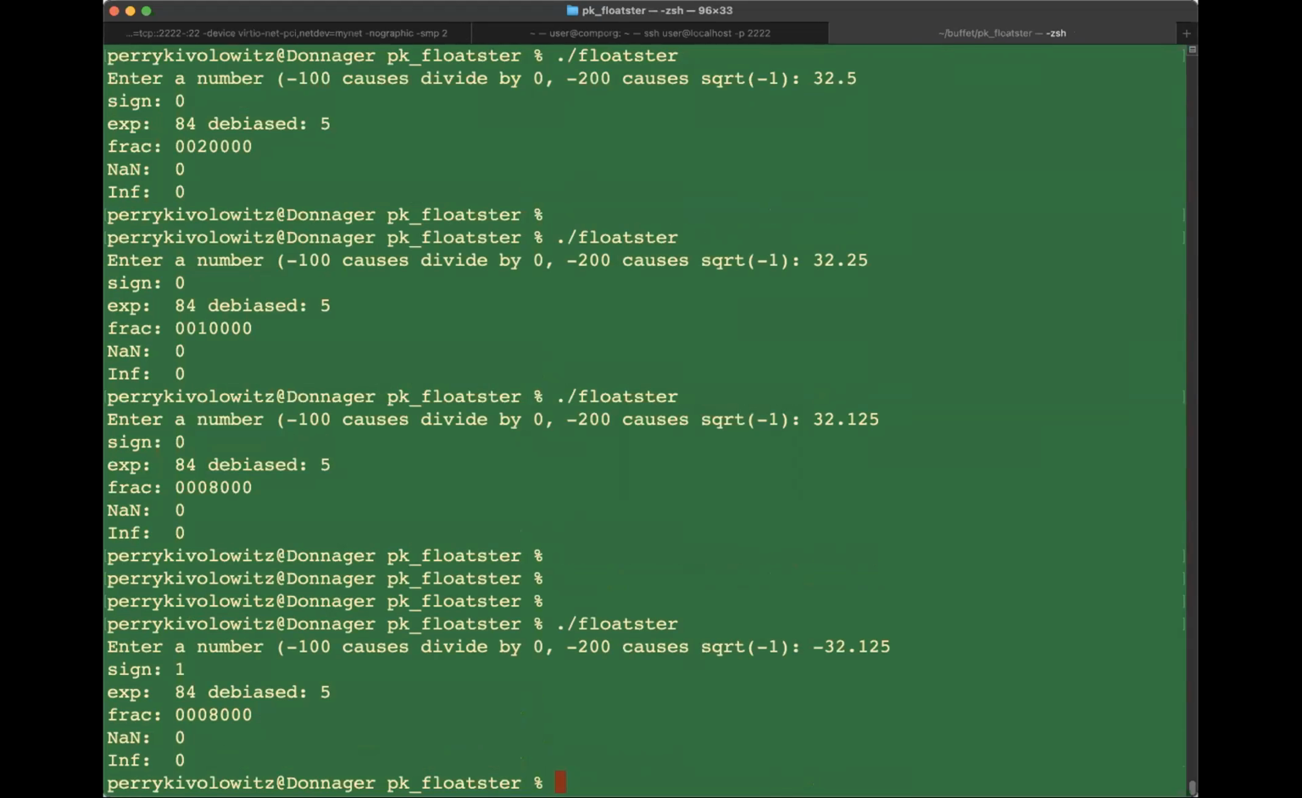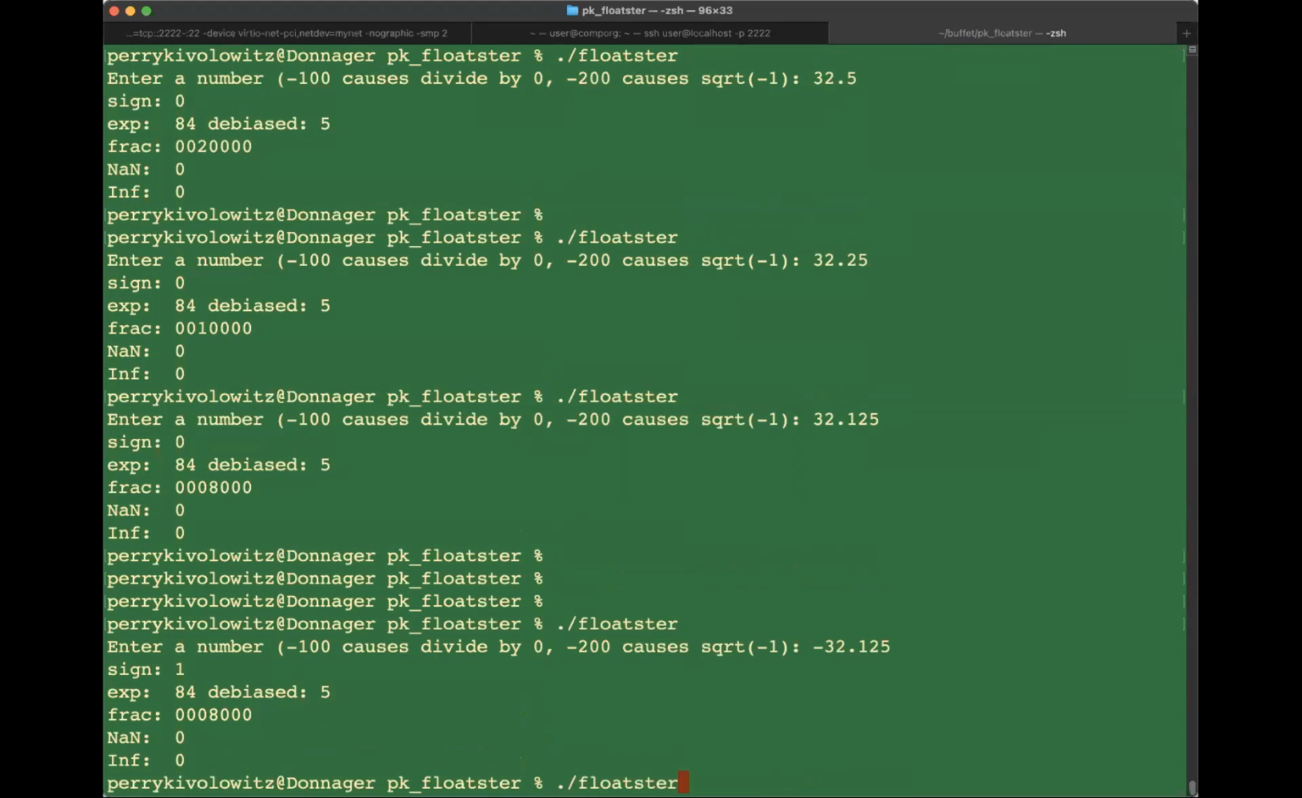What's the difference between those two values? You see 32.125 and negative 32.125. What's the difference? Sign is 1. Exactly. That makes the whole outcome negative. Good.